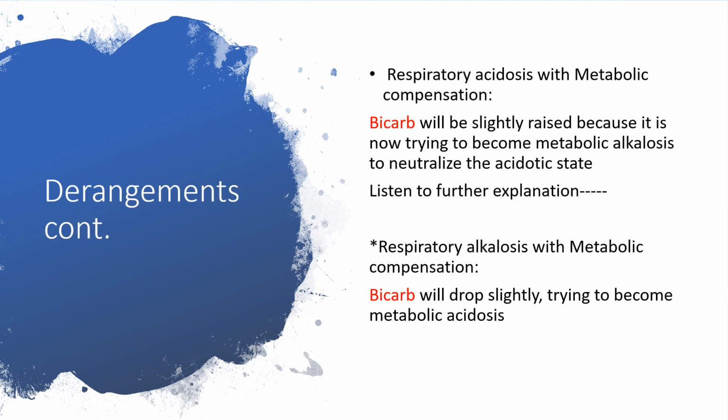In respiratory alkalosis, it's just going to be the opposite of what is happening in respiratory acidosis. But with metabolic compensation, the bicarbonate level will drop slightly, trying to become metabolic acidosis because it is respiratory alkalosis, and then we are trying to go in the opposite direction as per metabolic compensation now to stabilize. It's like you put your weight balance on the scale. When it is high on one side, you increase the weight to raise it. You just want the whole thing to be balanced.